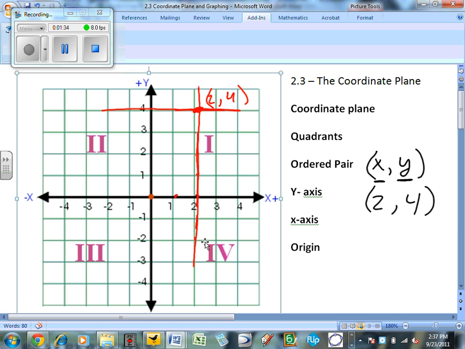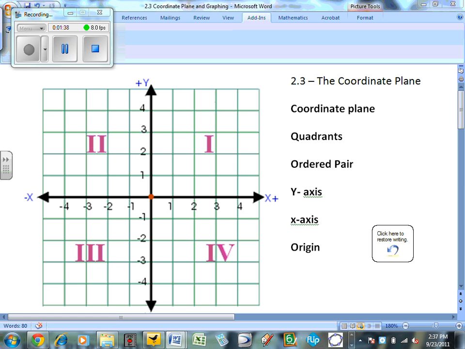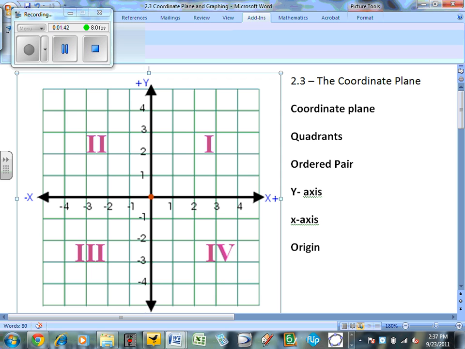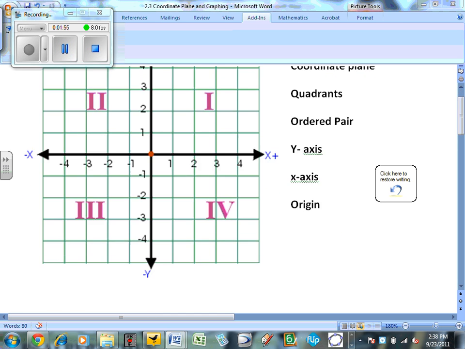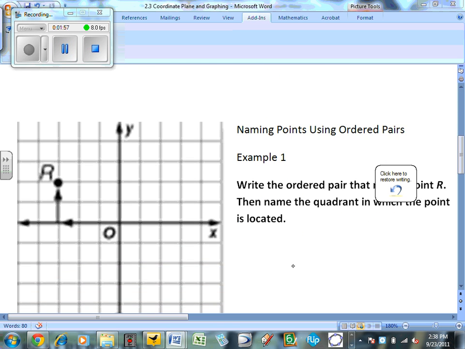Okay, so we've pointed out what the x-axis is. We've pointed out what the y-axis is. The origin is where everything begins. The origin is actually what we call 0, 0. So the ordered pair 0, 0 is the origin, where everything starts, where the x and the y-axis intersect. That is the origin.